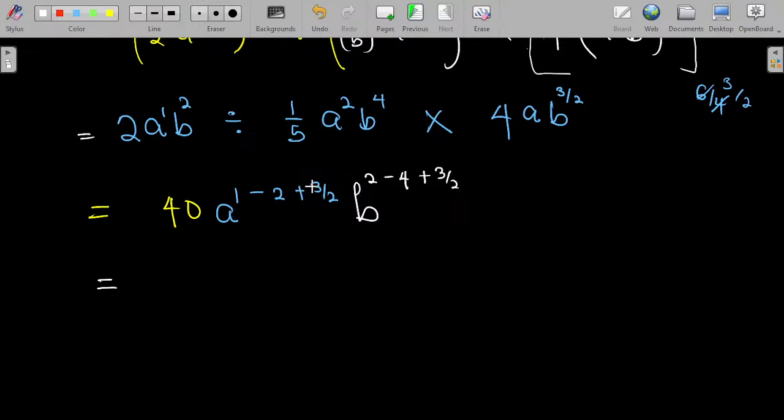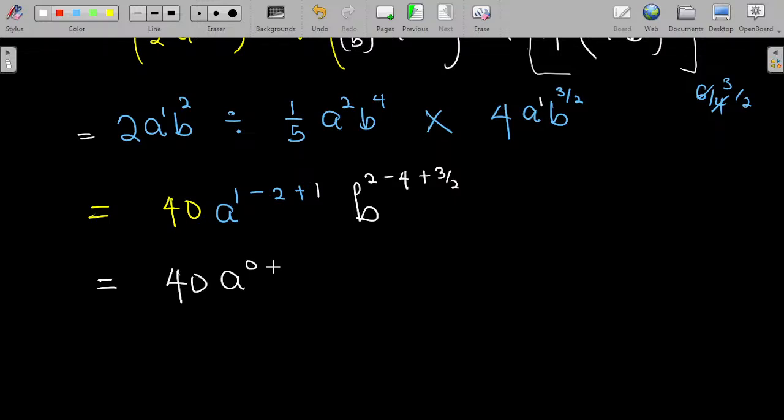For your A, I made a mistake here. For A, the last power is 1, not 3 over 2. That 3 over 2 is the power of B. Sorry about that. So I'm talking about this. The last power there is 1. Okay, so what we are going to have now is 40, then A to the power of 1 minus 2 plus 1. That is 0.